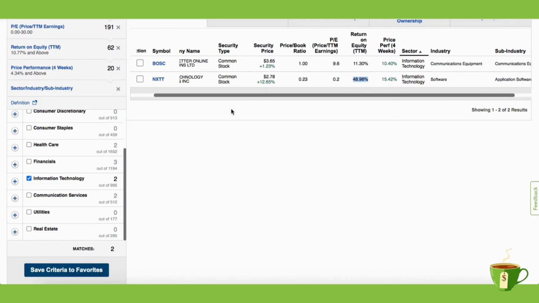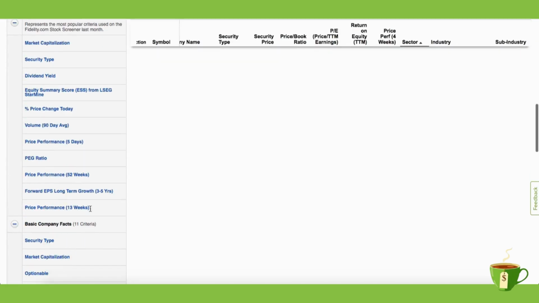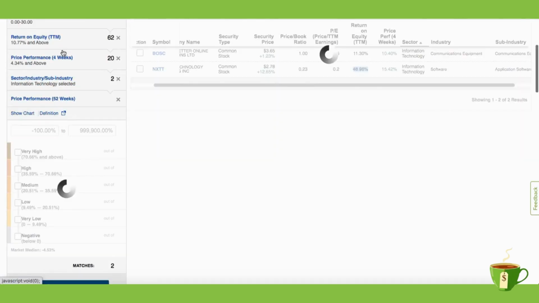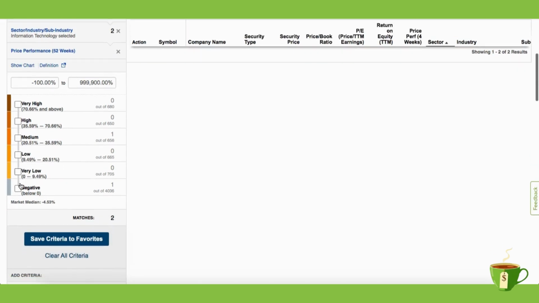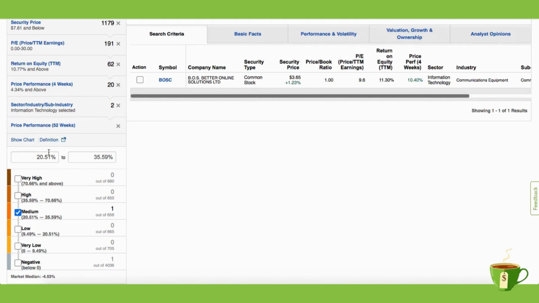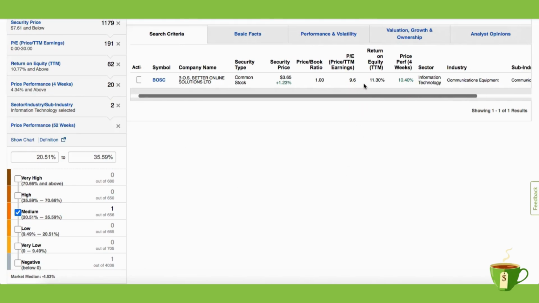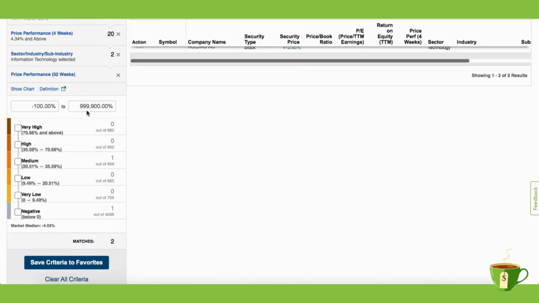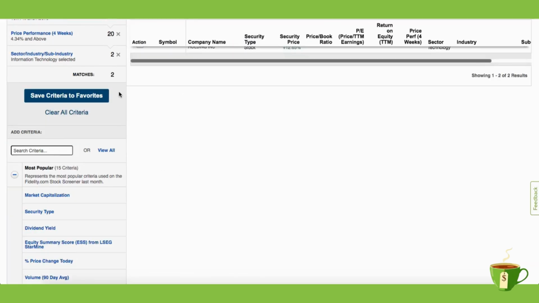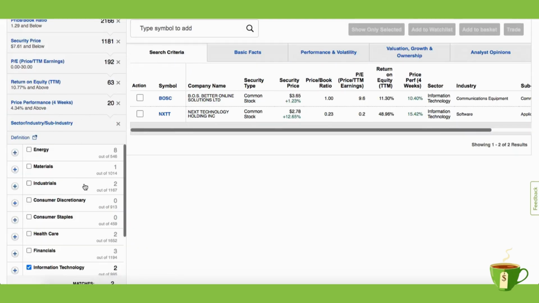I also think I want to add a 52-week one, and I'm going to make it really wide, but I want to get rid of any negatives. Oh, wait, why aren't they showing up? Okay, this is strange. So, apparently only one has a positive 52 week. Okay, well, let's just remove this then. We'll remove that. And let's go back into... Oh, it's because I was still in the sector.